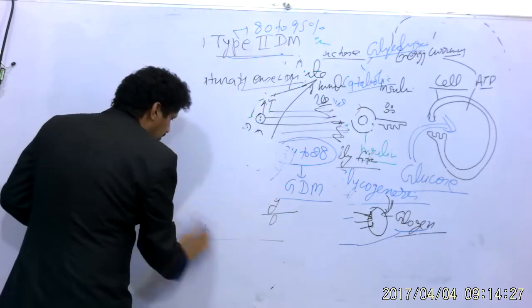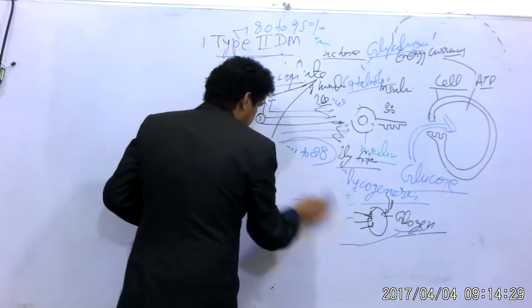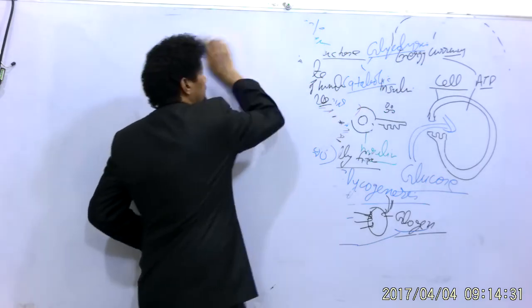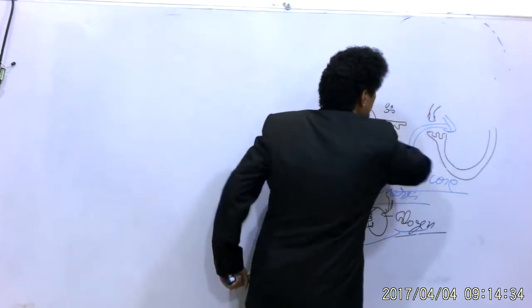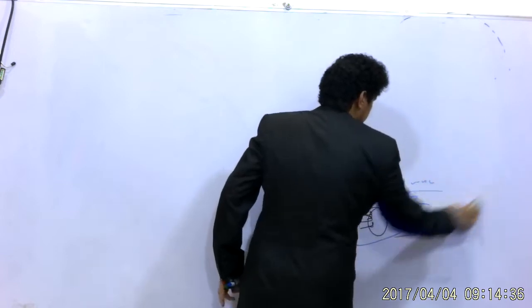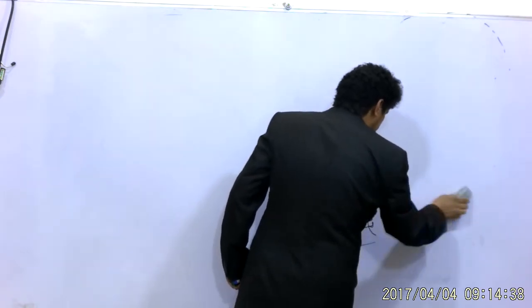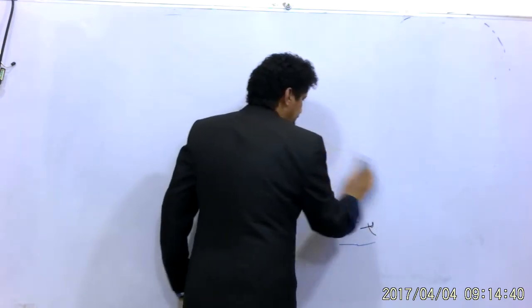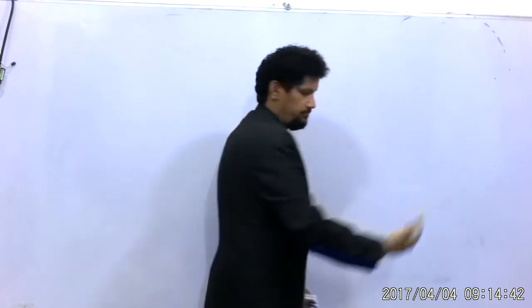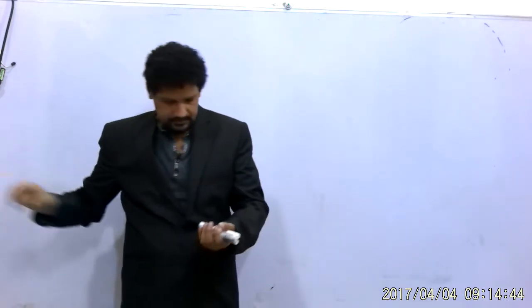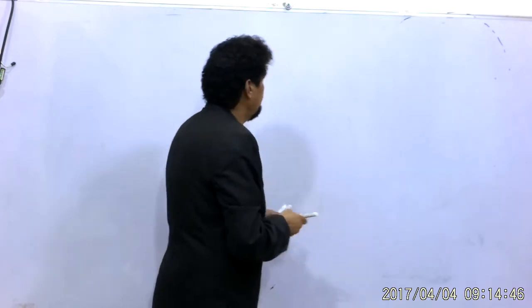So, key hormone of the metabolism is the insulin. And it is in the counter regulatory mechanism with the glucagon and epinephrine. So, how the insulin is functioning?